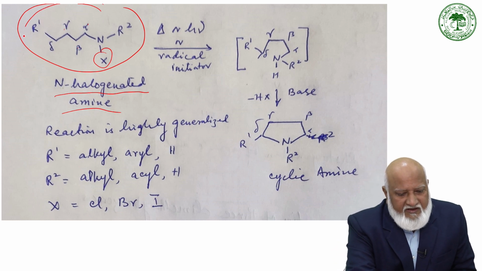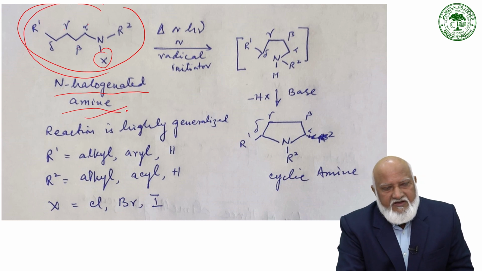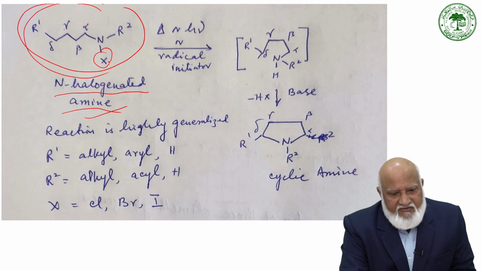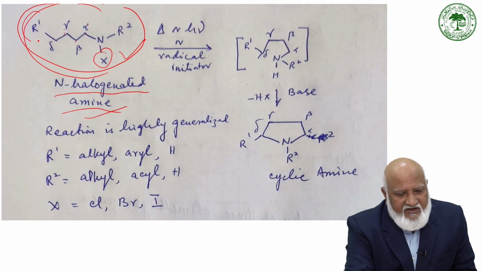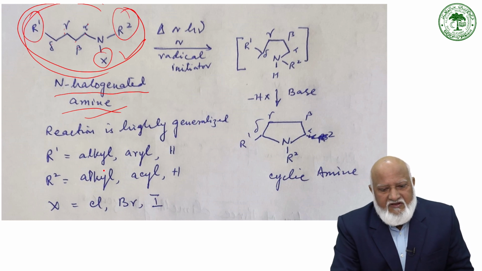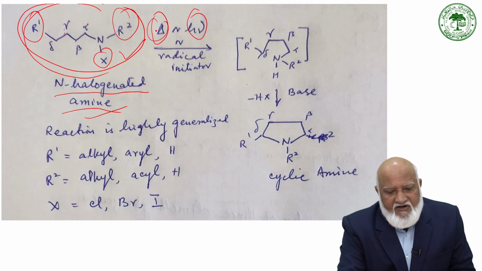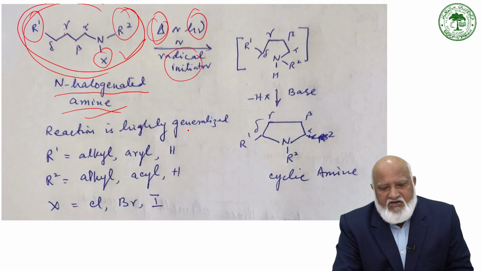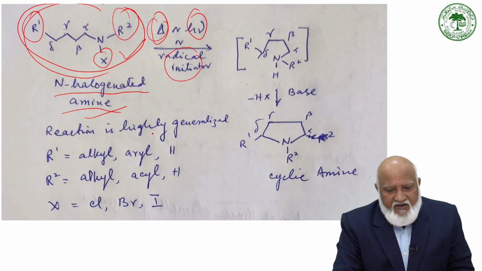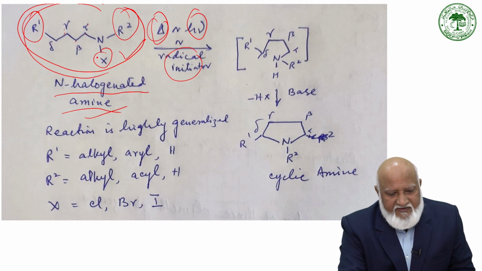So an N-halogenated amine such as this, where there is a 1, 2, 3, 4 carbon system with R1 and R2 groups, under photolytic as well as thermal condition, or with any radical initiator, can undergo homolysis.